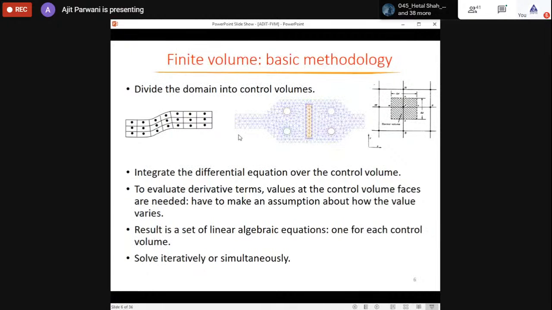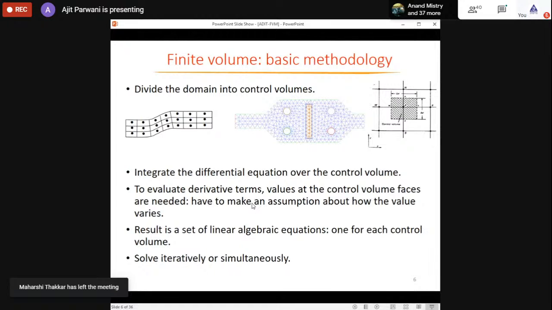So in order to evaluate the terms, we have to make certain assumptions, the profile assumption. What is that profile assumption? That I will tell you later on in my later slides. Then finally, if there are n number of points, you will have n number of algebraic equations, right? Then you will solve all the algebraic equations simultaneously or by an iterative method.